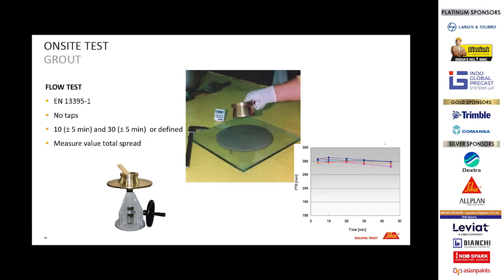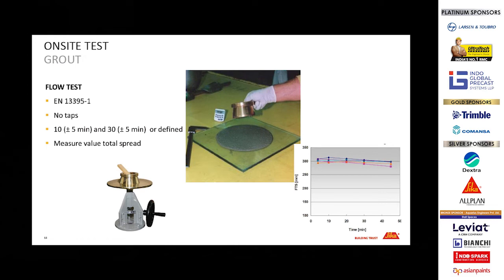Second is the flow test. Very easy, very handy test at site. The moment you are mixing grout for pouring, take out a small quantity of grout, put it in this flow testing plate. Just see whether you are getting the desired flow. Usually, it should be greater than 250 mm.